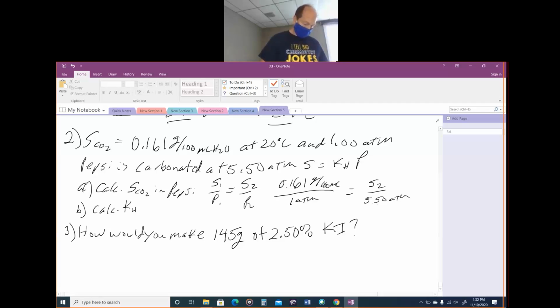So 0.161 times 5.5 is 0.886. So solubility of CO2 is 0.886 grams per 100 mL.